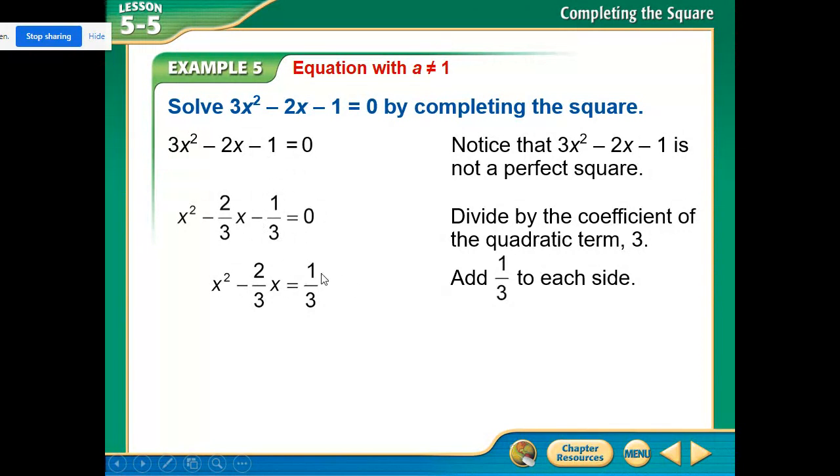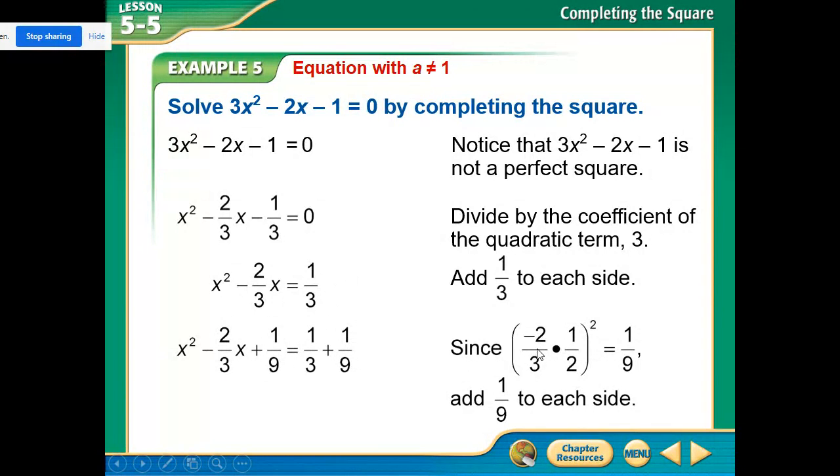Then you move the 1/3 over. And we're still going to go ahead and try to fit that in. So what do we have to do? We have to divide it by 2 or multiply by a half. That's negative 1/3. 1/3 squared is 1/9. So that 1/9 is what we get to add to both sides.